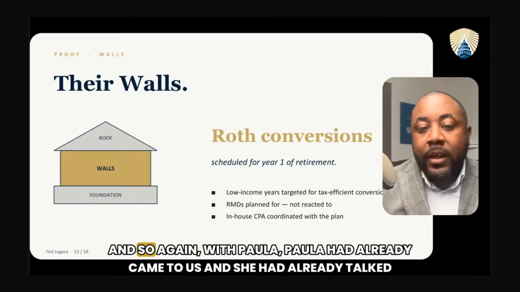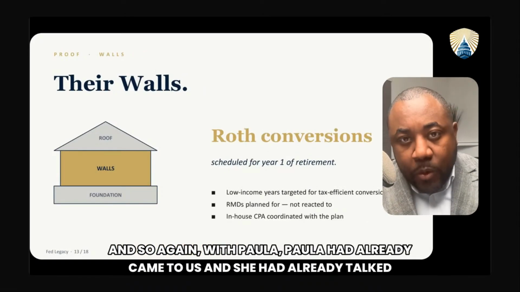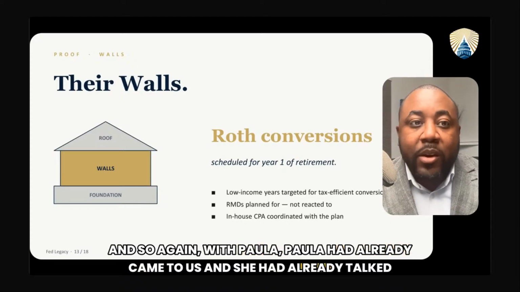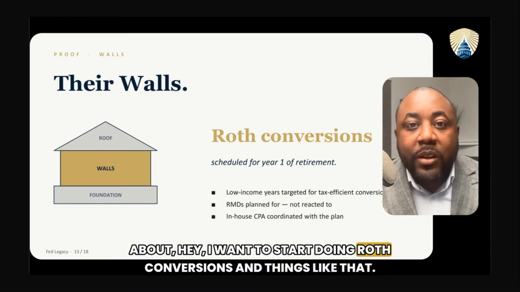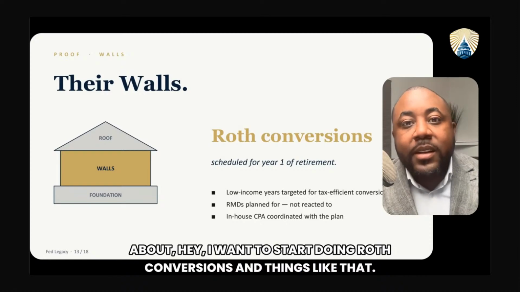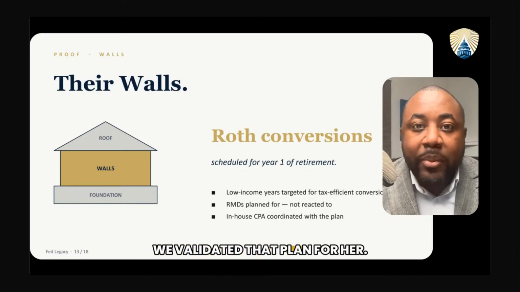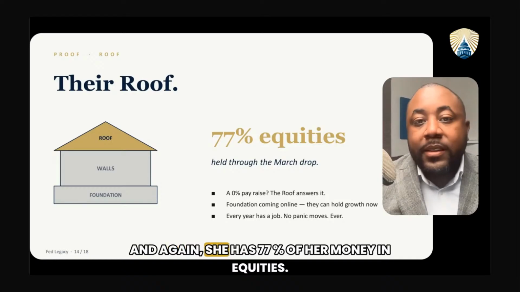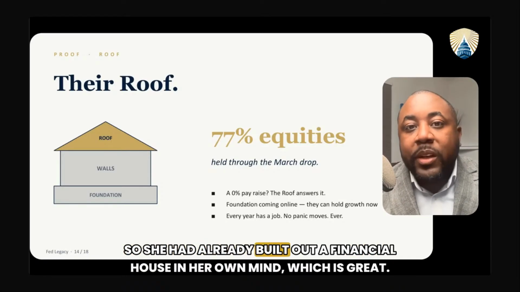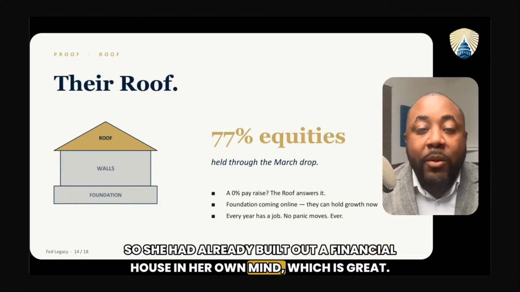And so again, Paula had already come to us and had already talked about, hey, I want to start doing Roth conversions and things like that. So she came with that. We validated that plan for her. And again, she has 77% of her money in equities. So she had already built out a financial house in her own mind, which is great.